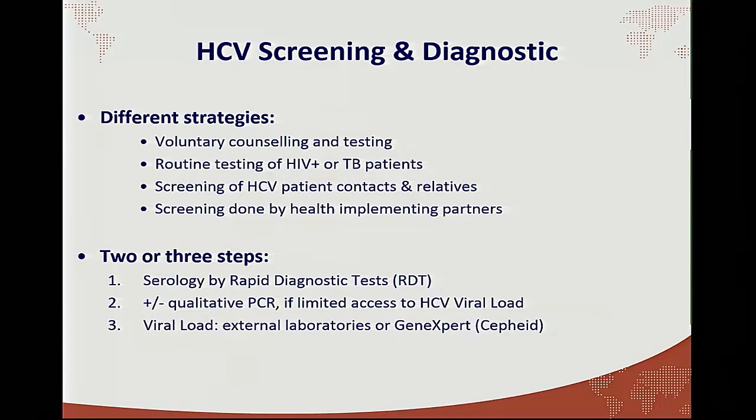This lack of access leads to an intermediate step in some of the countries. For example, in Pakistan, we do a qualitative test before the quantitative test. In other settings, we try to implement GeneXpert, as sometimes it's already in place for our TB activities.